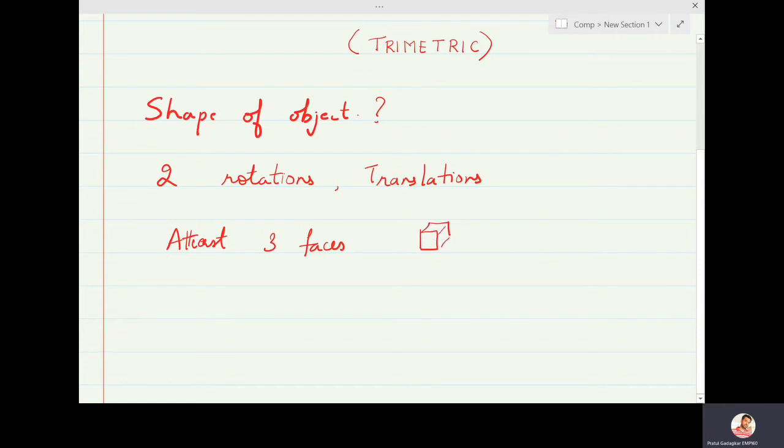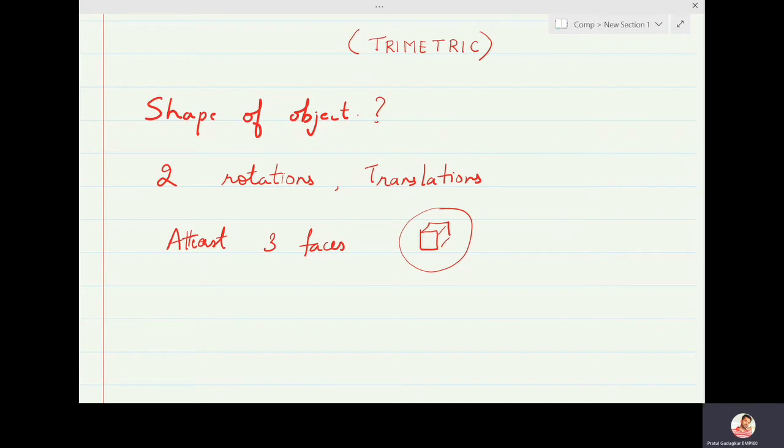Okay, so if you remember the orthographic projection, the top view, the side view, the left view, the right view, all of you were giving only one face at a time for this particular cube. But now what we want to do is we want to view it in such a way so that three faces will be visible to us.